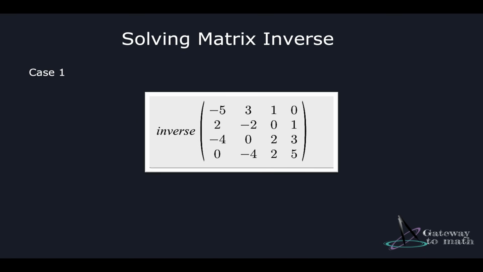We have a matrix -5, 3, 1, 0, 2, -2, 0, 1, -4, 0, 2, 3, 0, -4, 2, 5. These are the 8 entries in this matrix. We need to find the inverse of this matrix.